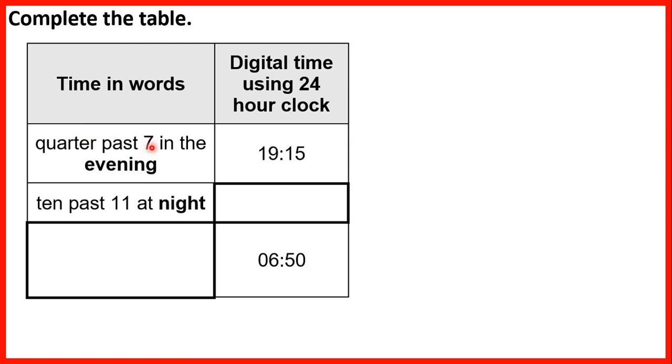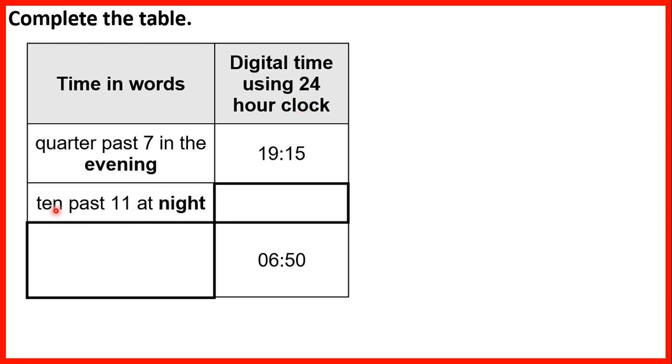Now we have 7 in the evening, and that's 19, because if it's in the evening, it's a PM time, and we change PM times into 24-hour times by adding 12, and 7 plus 12 is 19. So that gives us 19:15 in 24-hour clock time.